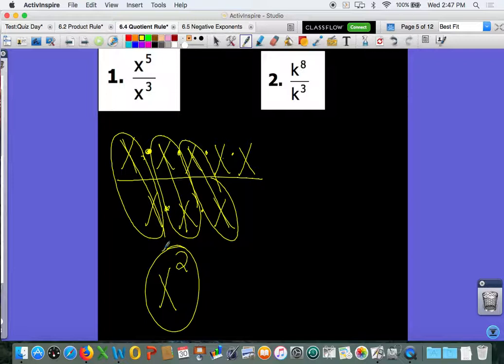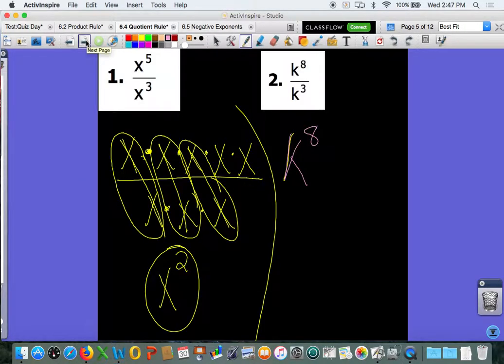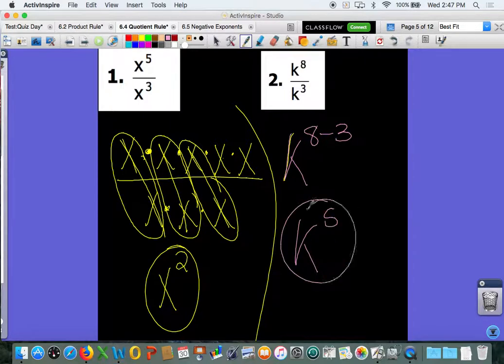Instead, we can look at subtracting our exponents. So over here on 2, I've got k to the 8th. Now, as we saw in our notes, we are subtracting. So I'm going to put 8 minus 3. Well, that simplifies to k to the 5th power. Excellent.